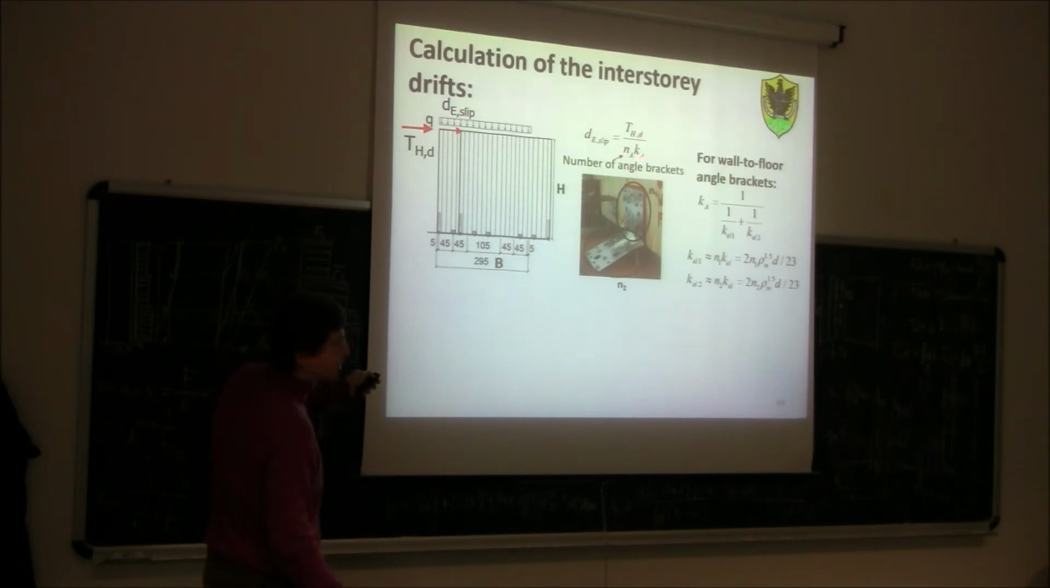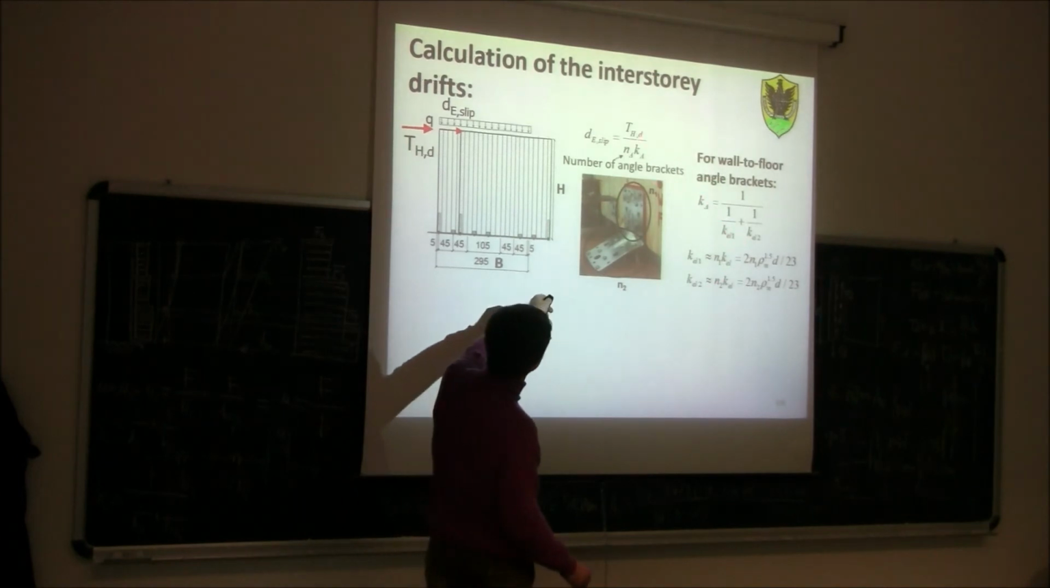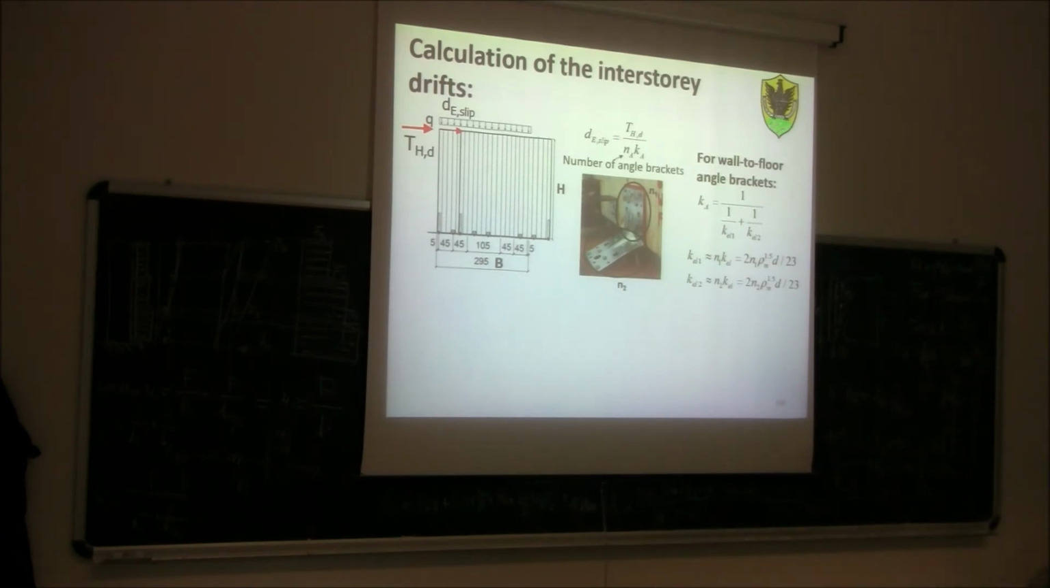So the total stiffness of an angle bracket is 1 divided by (1 over KEL1 plus 1 over KEL2), where KEL1 is basically the stiffness of the connection between the angle bracket and the wall, and KEL2 is the stiffness of the connection between the angle bracket and the floor. Okay? So in this way you can calculate this value Ka, and you put it inside to get the interstory slip. Now this is a very simplified method that I just developed because the regulation cannot find anything.